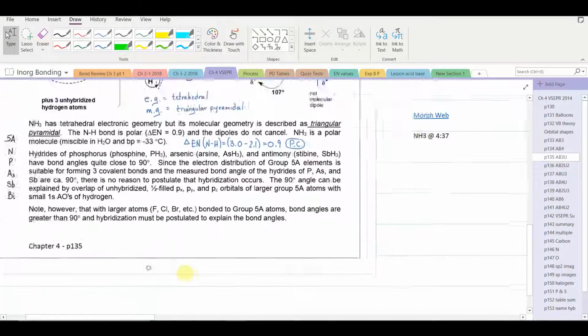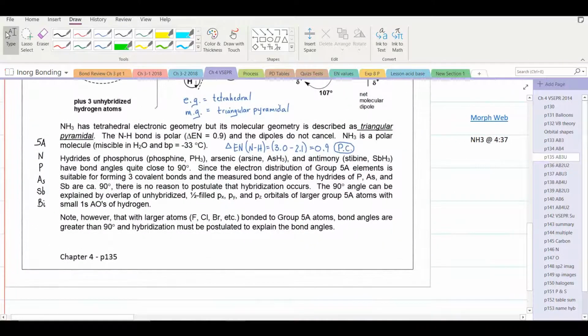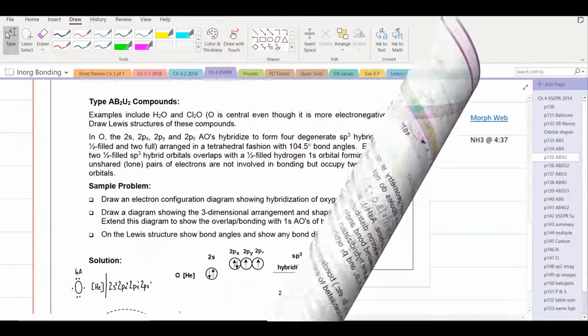Now just be wary here. What I've just said only applies to hydrides. It does not apply to larger atoms like fluorine or chlorine or bromine, etc. Right? Let's go to page 136.